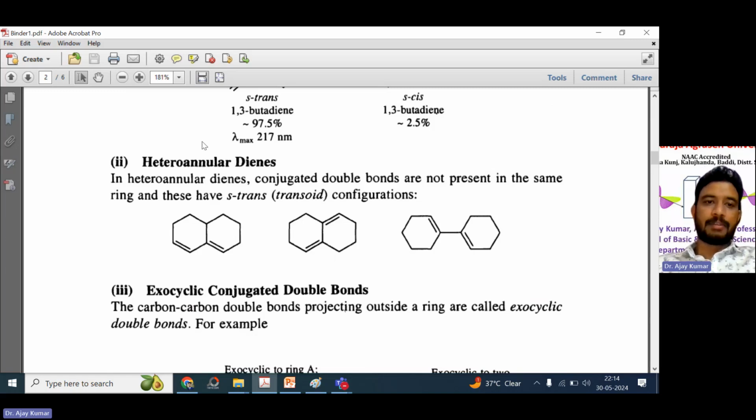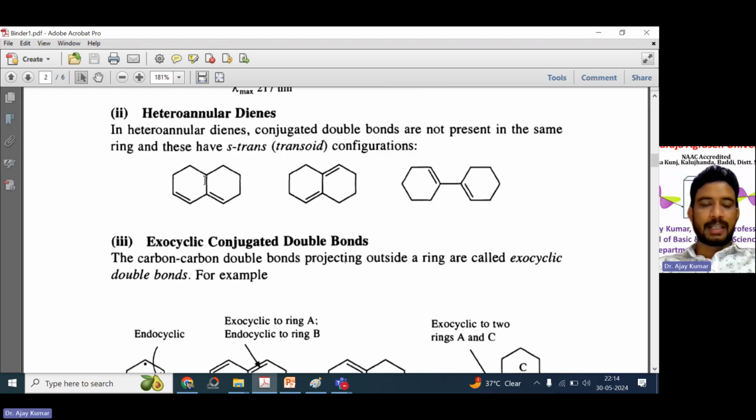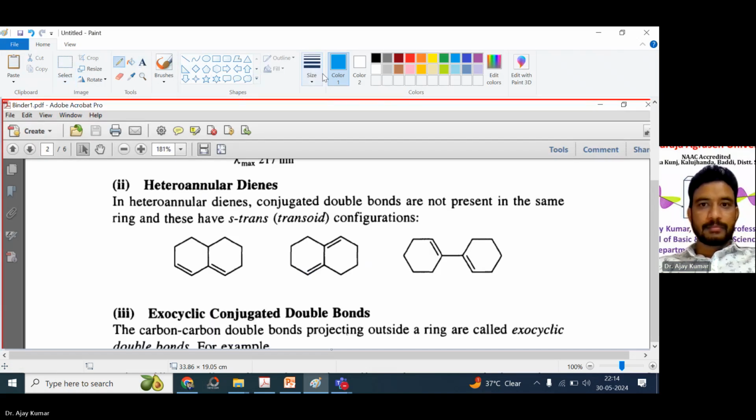Now the heteroannular dienes. Hetero means different. Again, as we have discussed earlier, di means two and ene means double bond. In heteroannular dienes, the conjugated double bonds are not present in the same ring, and these have s-trans, that means transoid, configuration. So here we can see the heteroannular diene. These two double bonds are present in different rings. If we call one ring A, the other is ring B. So this double bond is part of ring A, and this double bond is part of ring B. Same here, this is in a different ring, this is also in a different ring.